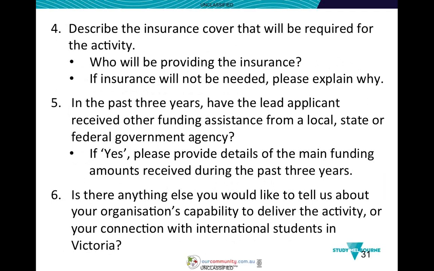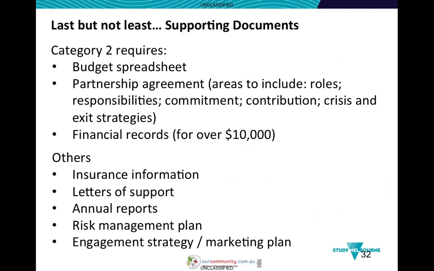And of course, last but not least, supporting documents. So really important that you provide those supporting documents. There are very specific Category 2 requirements: the budget spreadsheet, partnership agreements. And you'll note there we've reinforced again, make sure that your partnership agreement covers these key elements. Of course, you may have some other elements, but please do make sure it covers roles, responsibilities, partnership commitment, partnership contribution, and any perhaps crisis or exit strategies that you also have. And for financial records, if it's over $10,000, we'll also need copies of those as well.